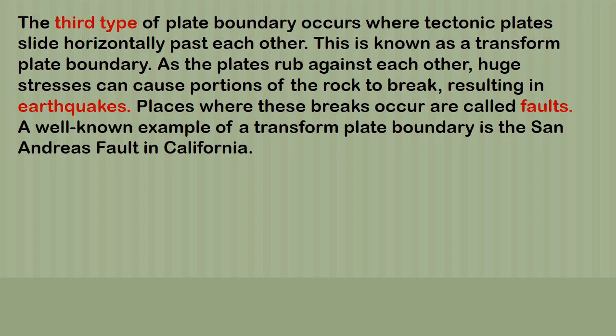And hence we came to know that the convergent, divergent and transform plate boundaries are the three types of plate boundaries, where one is destructive, one is constructive, and another one is not constructive and not destructive either. So in this way we have learned the three types of plate boundaries and the resulting geological features which are formed due to these plate boundaries.